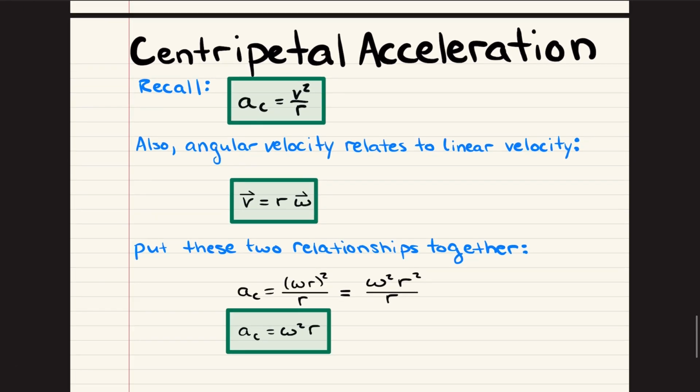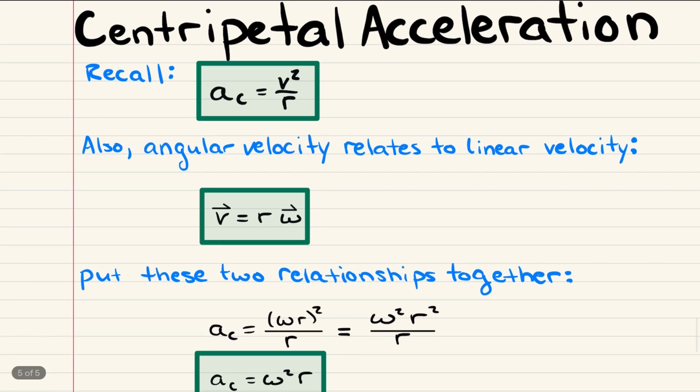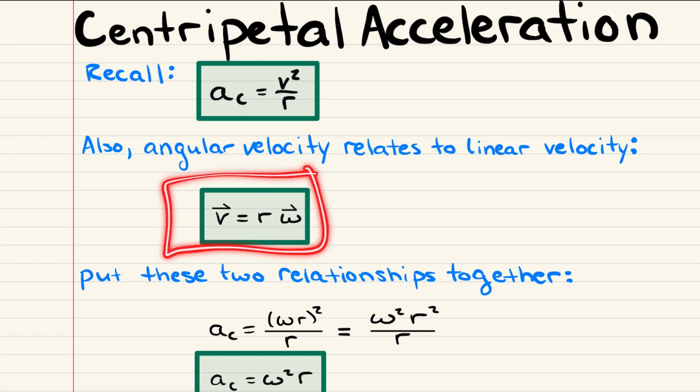Let's move on and touch on centripetal acceleration. You may remember from our centripetal acceleration unit that it's found using v squared over r. We use that for centripetal acceleration, and we use that as well as we continue to find centripetal force. But if we're dealing with values in terms of angular motion, then we have to remember that angular velocity relates to linear velocity in this manner. v is equal to the radius times angular velocity.